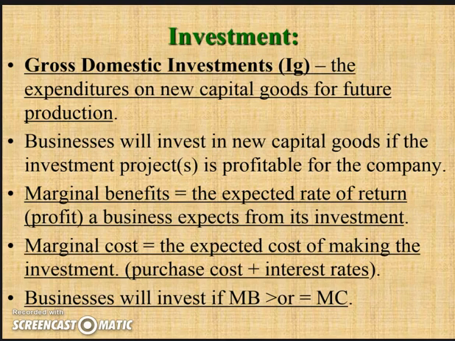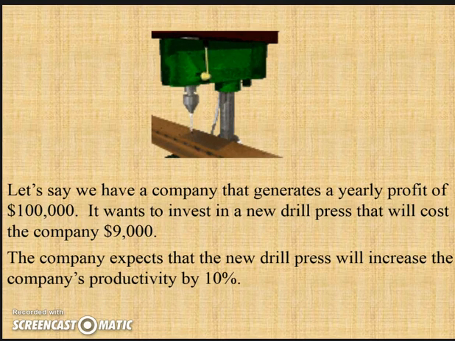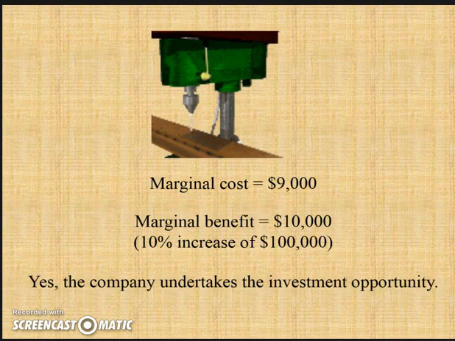This is very important. Let's say we have a company that generates a yearly profit of $100,000. It wants to invest in a new drill press that will cost the company $9,000. The company expects that the new drill press will increase the company's productivity by 10%. The marginal cost is $9,000. The marginal benefit is $10,000, a 10% increase of $100,000. Yes, the company undertakes the investment opportunity.